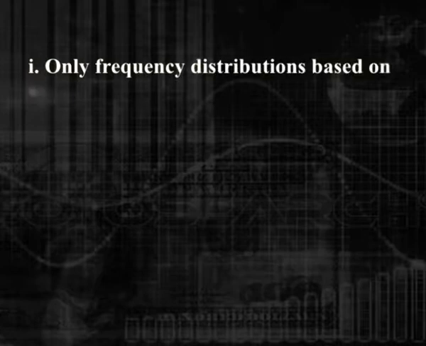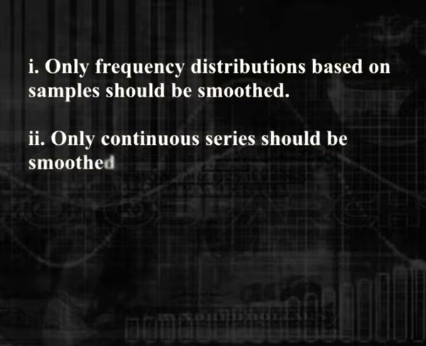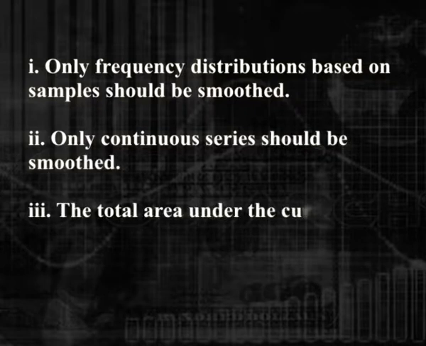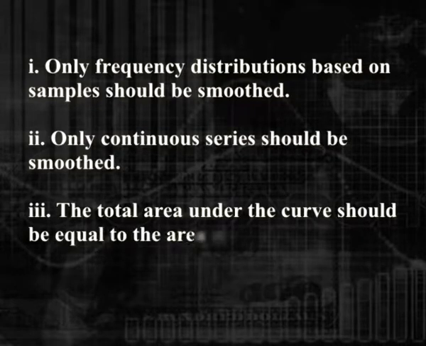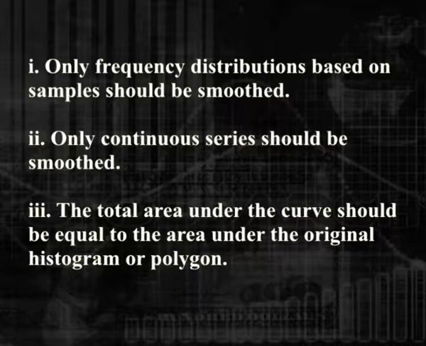The following points should be kept in mind while smoothing a frequency graph. The first point is, only frequency distributions based on samples should be smoothed. Second one, only continuous series should be smoothed. Third one, the total area under the curve should be equal to the area under the original histogram or polygon.